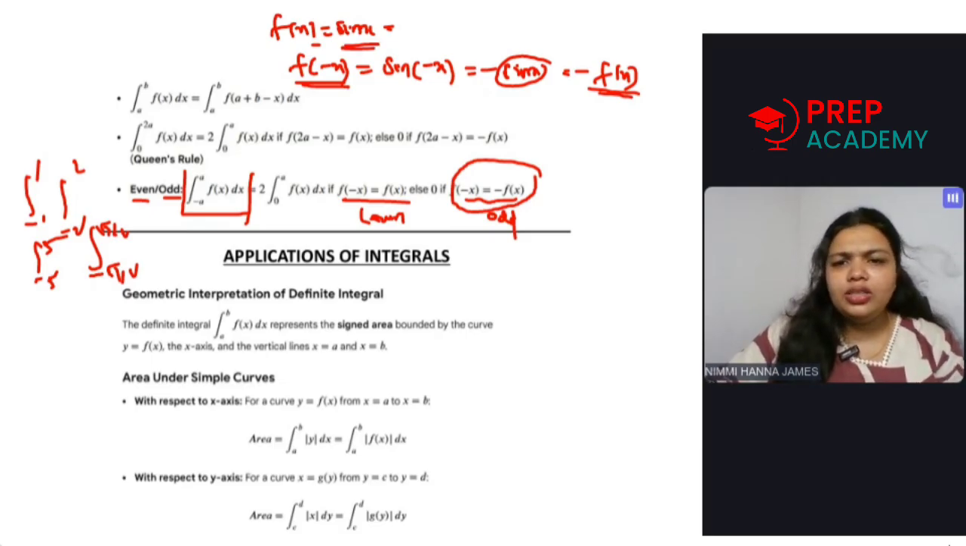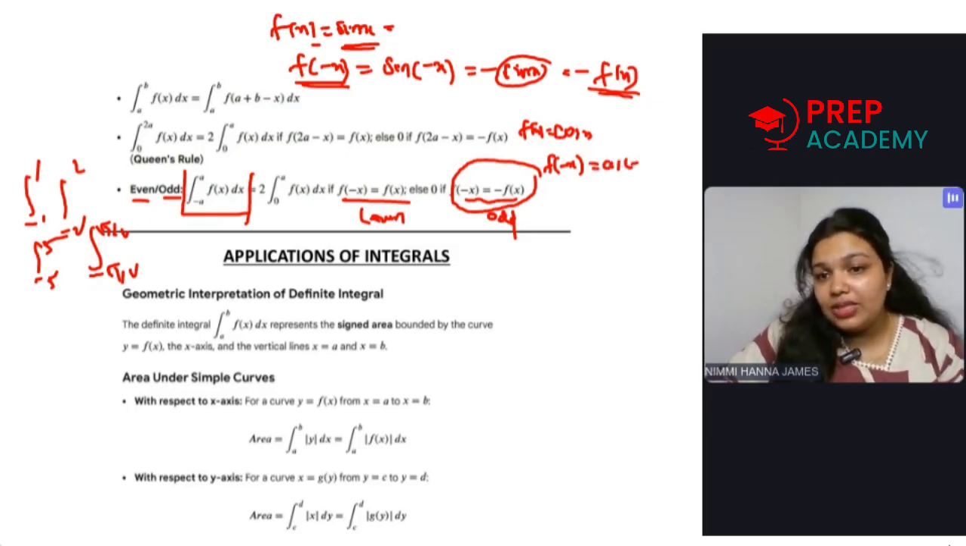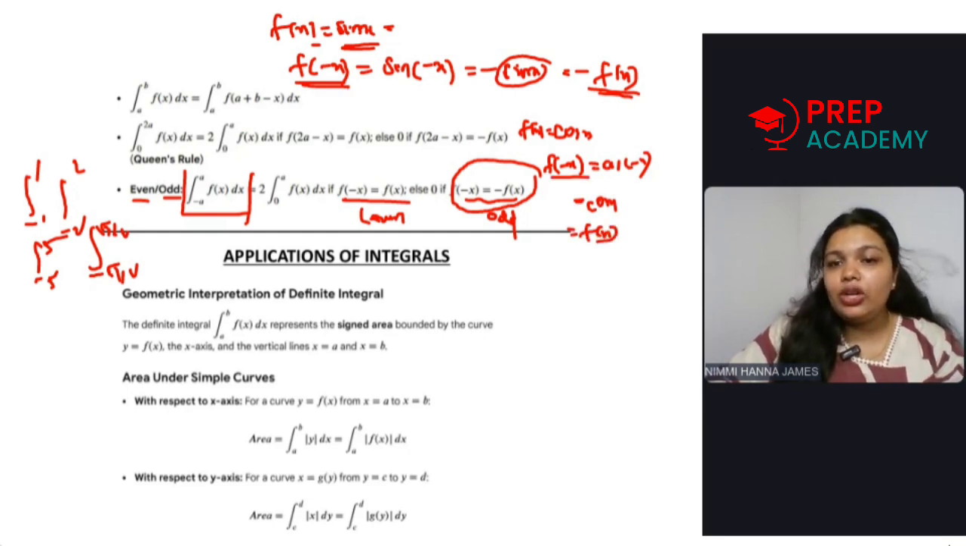So what about cos x? f of x is equal to cos x. So there also we take f of minus x, that is cos of minus x. Cos of minus x is cos x. That means it is equal to f of x. So f of minus x equal to f of x, then it is an even function, and this is an odd function. Okay, clear?